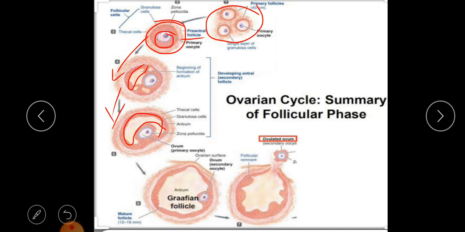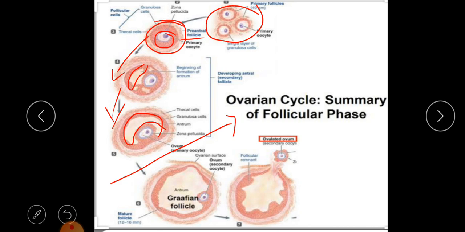So like this, the primary oocyte remains the same from the first stage till the secondary follicle. Okay, this point I already said in the previous slides. So in this stage the primary oocyte remains the same. Then what happens when it reaches the matured follicle stage, that is the Graafian follicle stage? At this stage, it is the puberty stage, or the maturation phase.